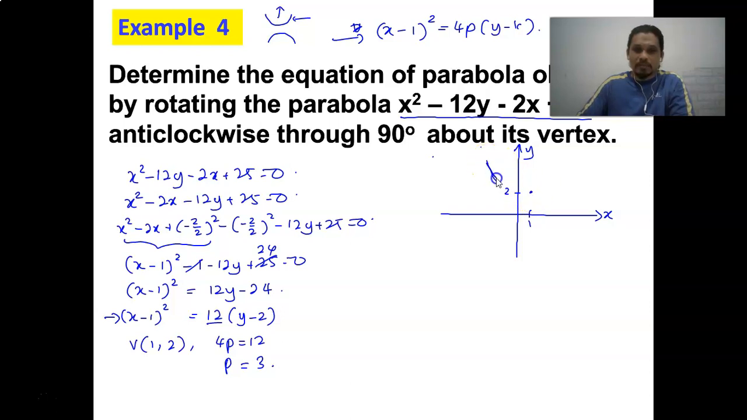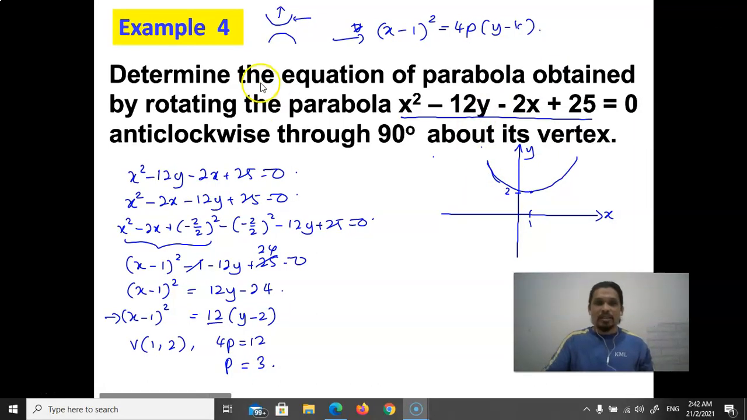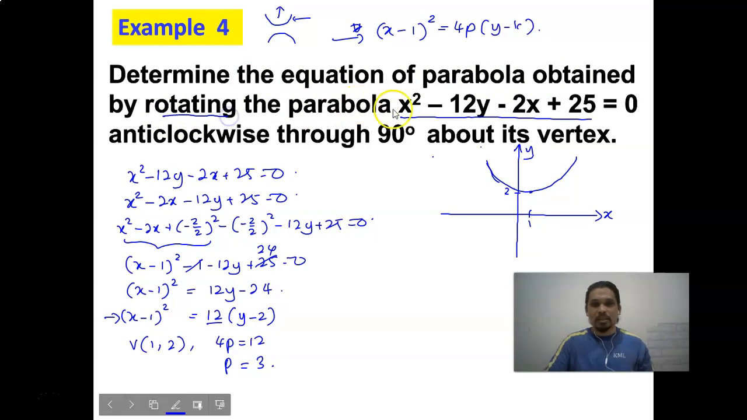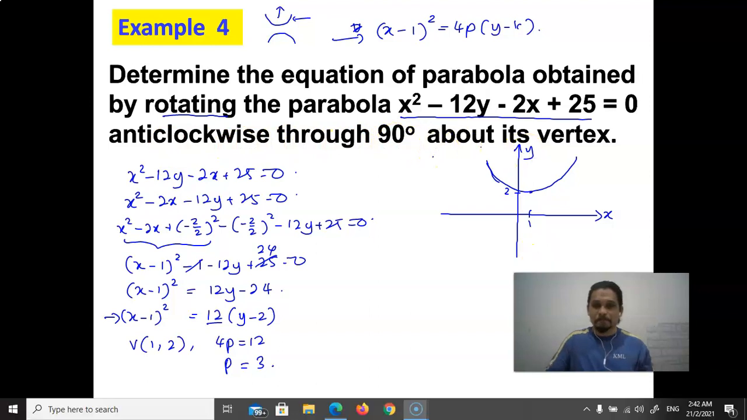So this is it. There you go, this is the graph. Now look at the question again. Determine the equation of the parabola obtained by rotating the parabola of this. We recall from this equation of the parabola, this is the picture of the parabola. Rotating this parabola anti-clockwise through 90 degrees about its vertex.